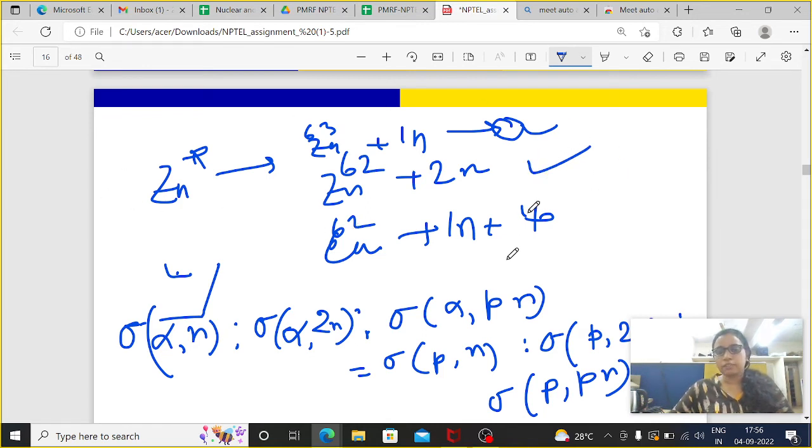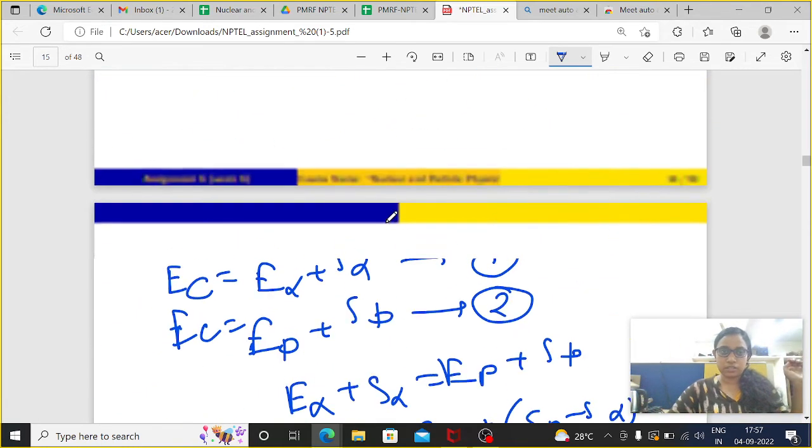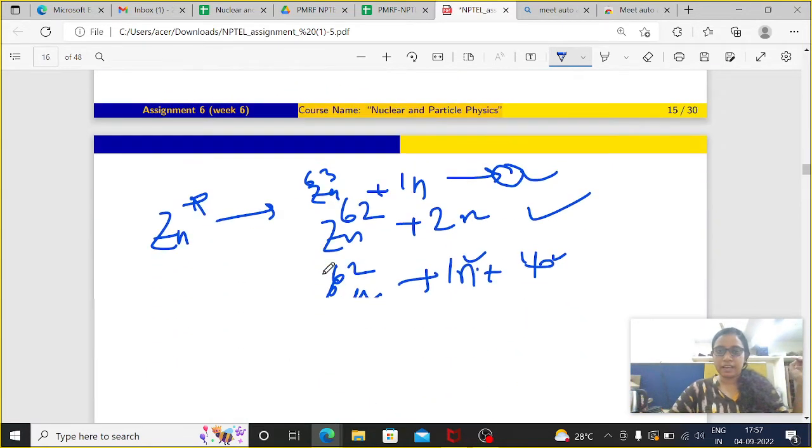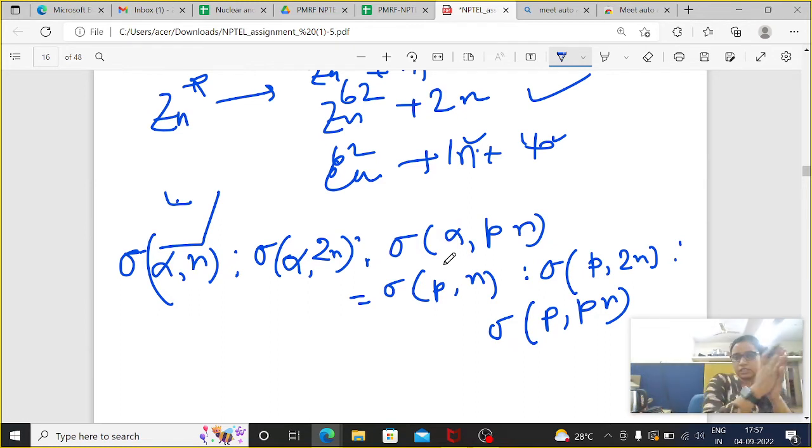And what is sigma alpha Pn? Alpha Pn means alpha was the projectile, and Pn like P and N. So if this type of expression is there from the first expression, then we can have sigma alpha Pn, the cross section for that expression. And if I take the ratios of these 3, it is exactly equal to the ratio which we have taken from the second reaction. In that second reaction the projectile is P, so that means Pn, P2n, Ppn. So these 3 ratios will be exactly the same as the previous one.